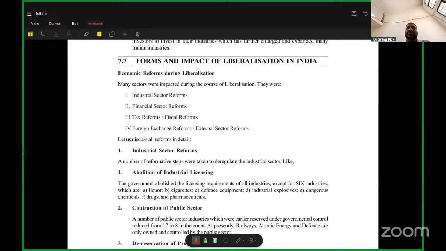Next, forms and impact of liberalization. The major sectors were impacted during the course of liberalization, and they have been classified into four categories. First is the industrial sector. Second is the financial sector. Third is tax reforms and fiscal reforms. Fourth is foreign exchange reforms, or external sector reforms.